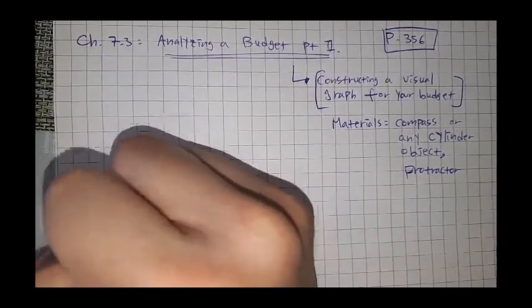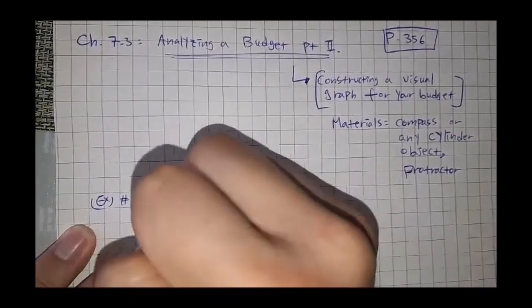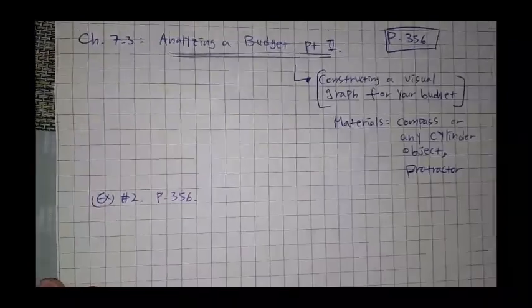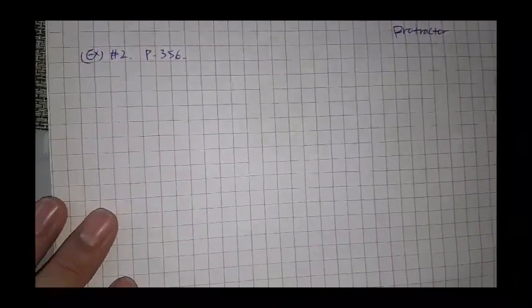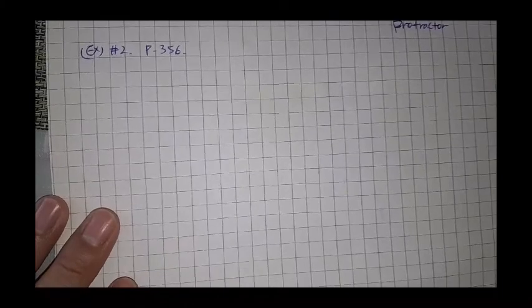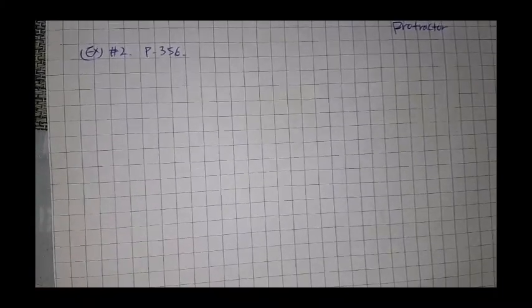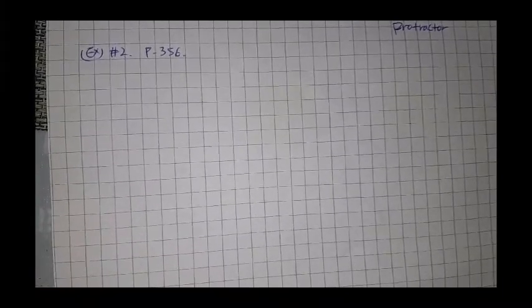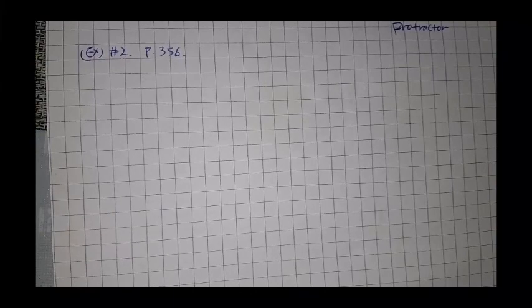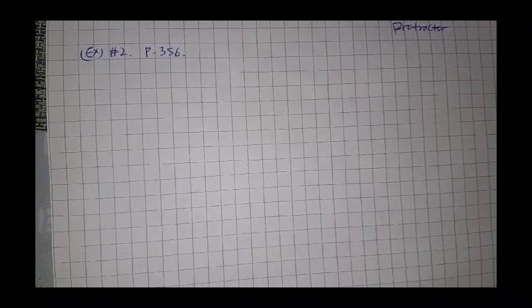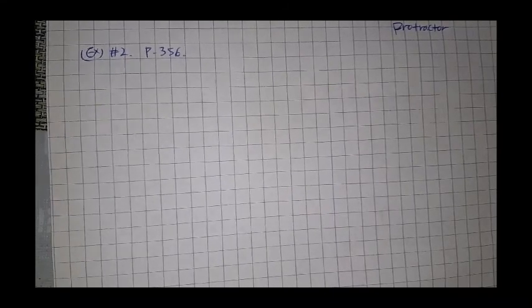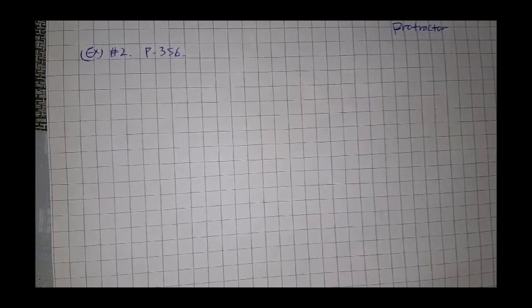I'm going to use example number 2 on page 356 as a main guiding example for today's lesson. Let's read first. Salima works as a lifeguard and swimming instructor, and she earns about $2,400 per month. Her average monthly expenses are given. And there's a table of her expenses, which I'm going to copy here.